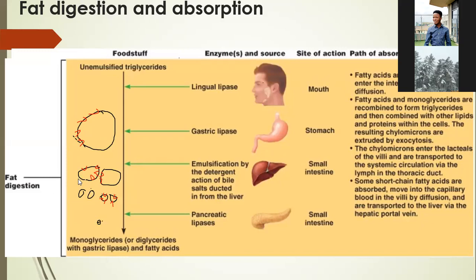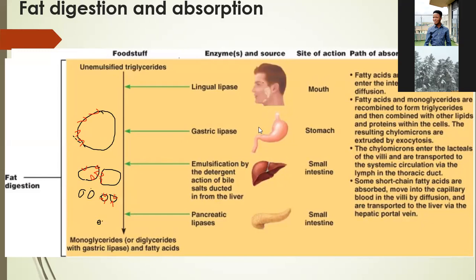So what is acting as a detergent? The detergent is coming in the form of the bile salts. So we have bile, which is producing bile salts and bile acids. These will come and they are released into the duodenum.